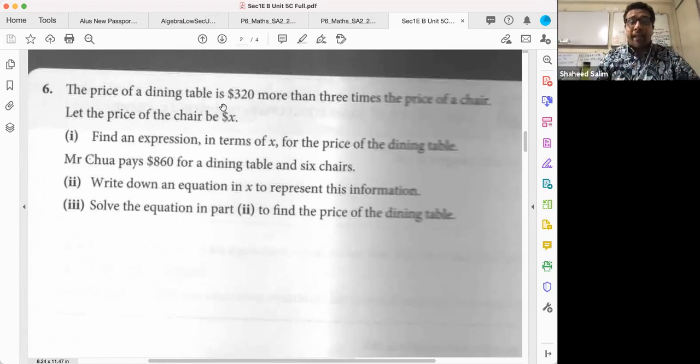You don't need to say let x be whatever. They already tell you down here, x is the price of share. You see how they write it is how I tell you to write it, right? Let the price of something be x. Let the number be x. Something like that.